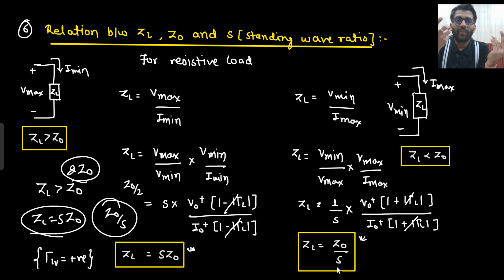And how will you understand whether ZL is greater than Z naught or less than Z naught? By the standing wave pattern. If you get to know that at y equals 0 you are getting voltage maxima, then certainly the voltage reflection coefficient is positive. If the voltage reflection coefficient is positive, that means ZL is greater than Z naught. That's it. So if ZL is greater than Z naught, then you need to apply the S Z naught formula. And when you get to know that at y equals 0, that means at load, I am getting current maxima, current maxima means voltage minima. Voltage minima means the voltage reflection coefficient is negative. Voltage reflection coefficient negative means ZL is less than Z naught, and ZL less than Z naught means ZL is equal to Z naught by S.